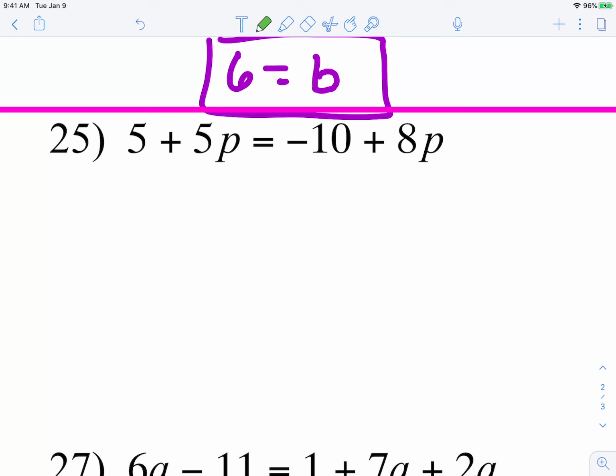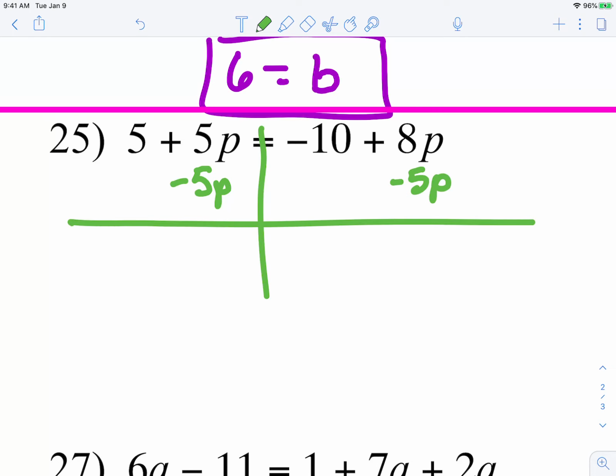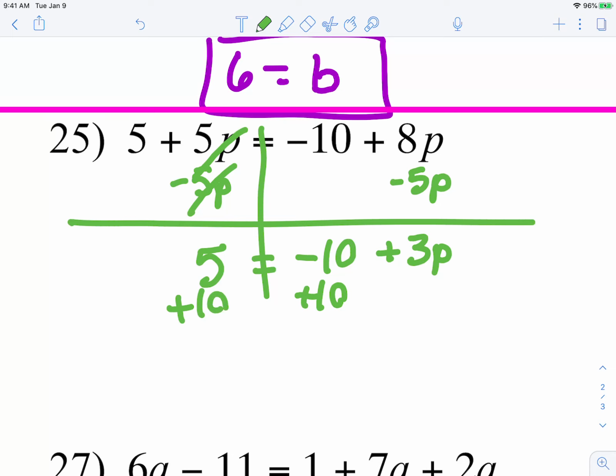I usually like to keep things positive, so I'm going to subtract 5p from both sides. And when you do that, your 5p obviously cancels out, but then your 8p and negative 5p, that'll add up to 3p. Okay, and then we'll just add 10 from there. That'll be 3p equals 15. And then divide, and that'll be 5.